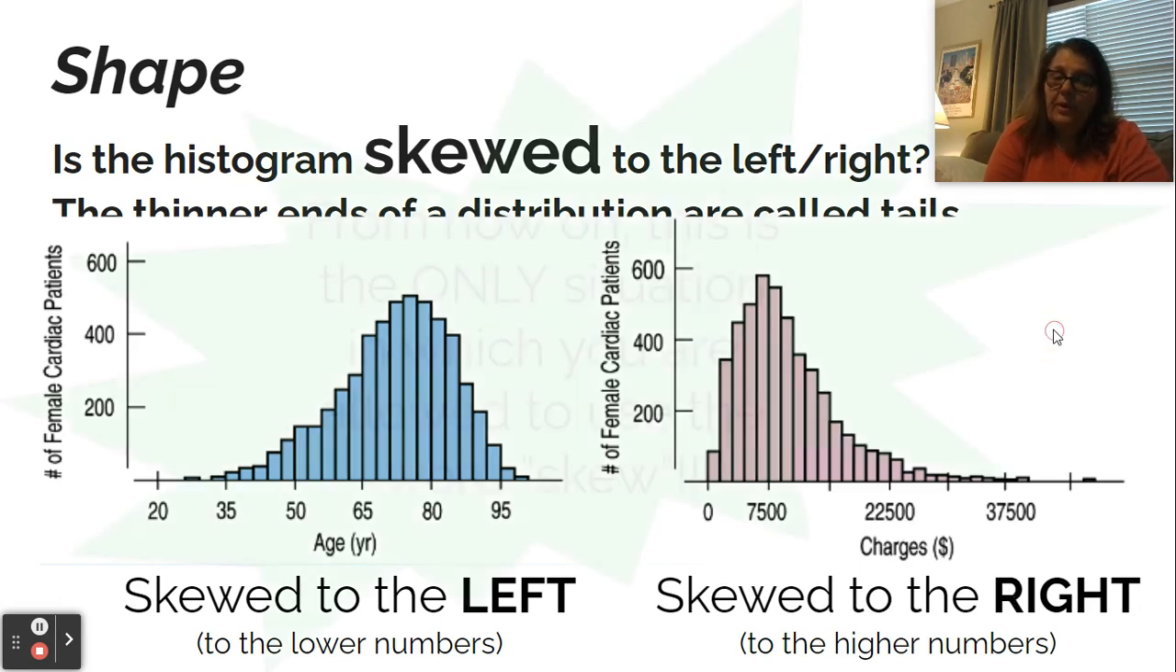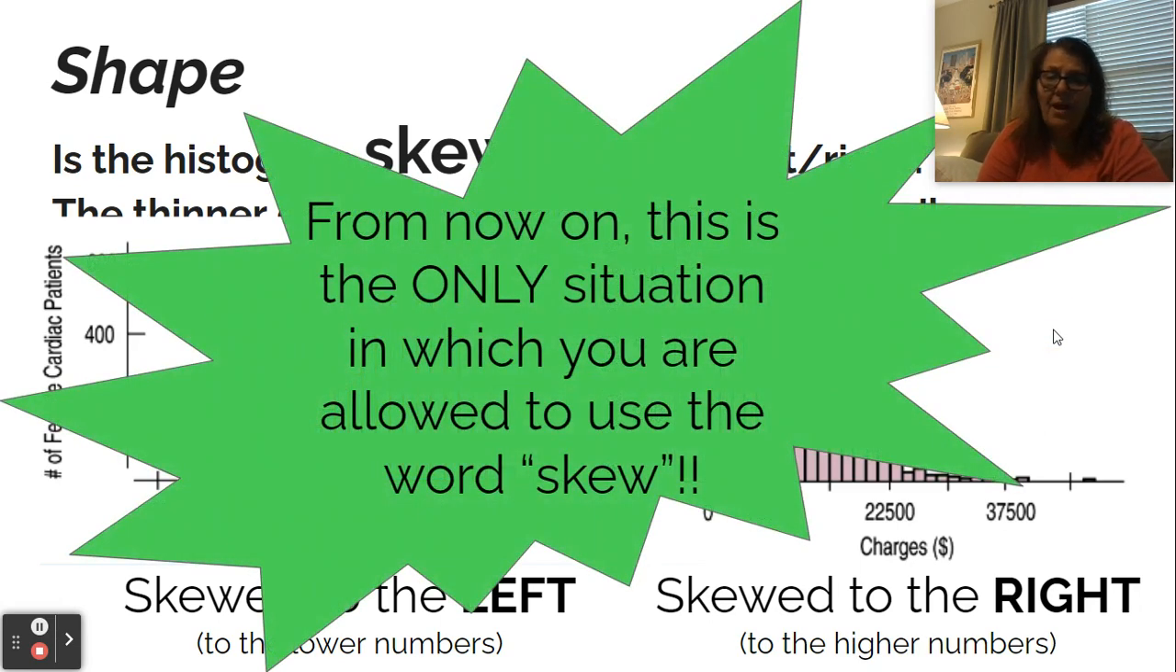Now, I do want to point out that from now on, this is the only situation in which you're allowed to use the word skew, because in other situations, skew will have a little bit different meaning, and we won't be using the word skew. So when you're talking about the shape, you're allowed to say it's skewed to the left or to the right, but only in this case.